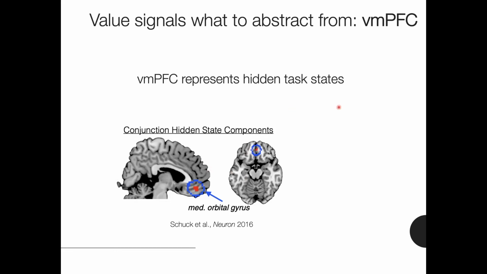And so it might really be that when value is used to construct those abstractions, what the VMPFC is doing is recreating those hidden task states. Those hidden task states can come from working memory, or can be extracted from the visual information as a set of relevant features, regardless of the way that this information comes. The VMPFC would represent those hidden task states.